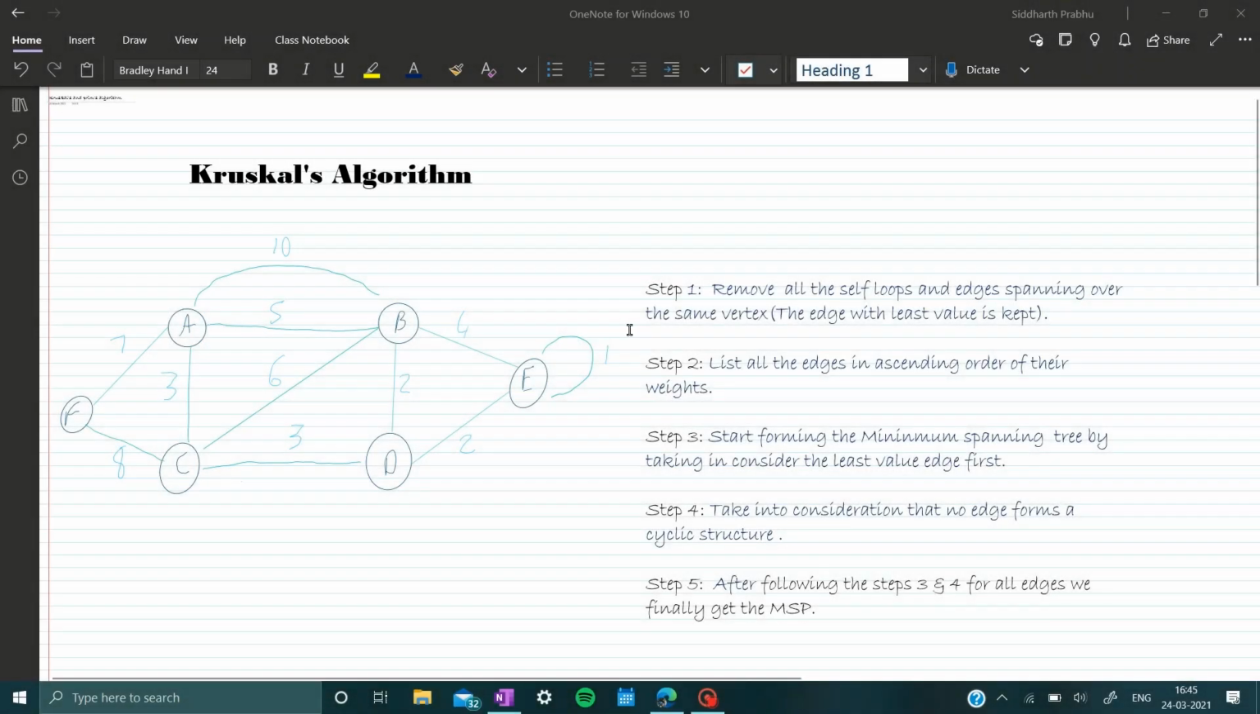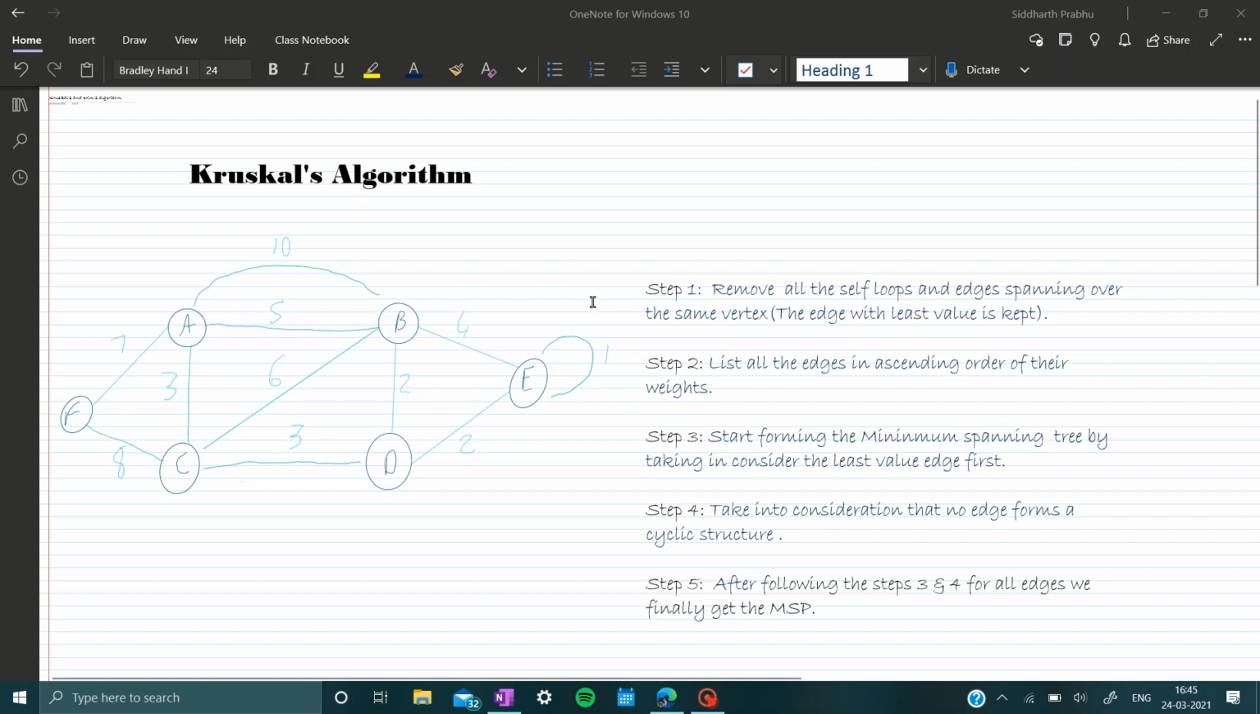Hello, today I'll be teaching you Kruskal's algorithm, which converts a weighted undirected graph into a minimum spanning tree. So here are the 5 steps that we have to follow for Kruskal's algorithm. The first step is to remove all the self loops and edges spanning over the same vertex.